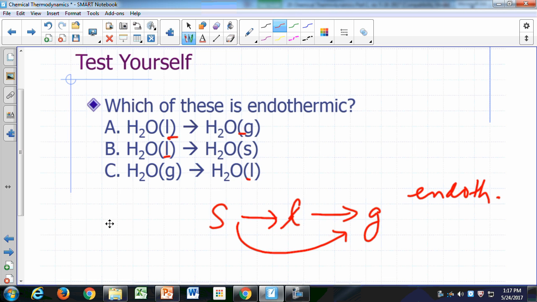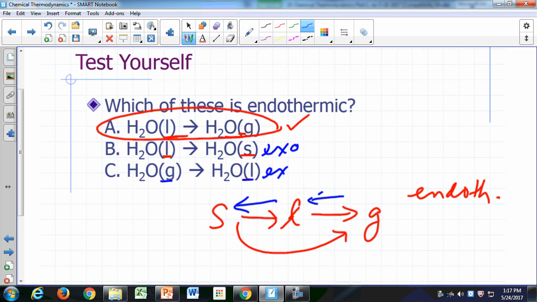So if you're going liquid to gas, yes, that's endothermic. Liquid to solid, that's the opposite, so that's going to be exothermic. That's the opposite of melting. And gas to liquid, that's the opposite of vaporization. That's condensation. That would be exothermic. So this is exothermic, and this is exothermic.